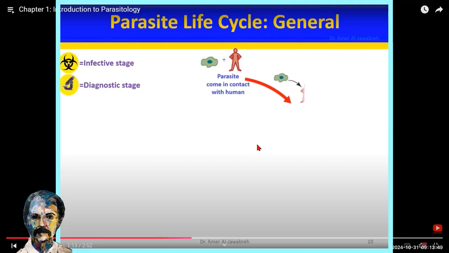Here, Entamoeba usually does not come inside us in this form. It comes inside us in the form of a cyst. We'll talk about Entamoeba in the next chapter. So the parasite enters the human. Then what happens?